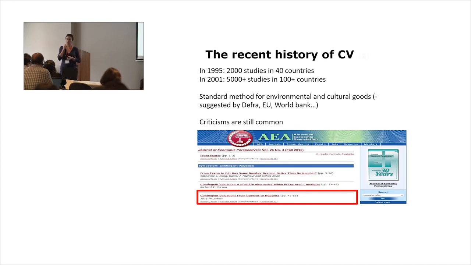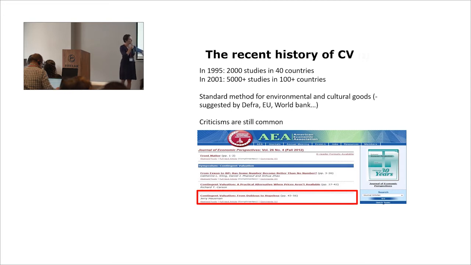So does it mean that it's an accepted method? It's not. This is a 2012 issue of the journal of the American Economic Association. This journal reports three articles about the contingent evaluation, so it's a dedicated session on contingent evaluation. We have, not surprisingly, a paper by Carson that is saying it's the best method ever, is a success, and will be even more of a success.